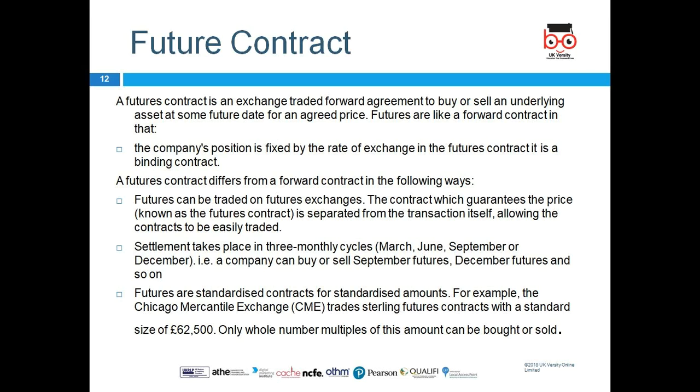Separate from the transaction itself, all settlement takes place on a 3-month cycle, which comes in every quarter, and the company can buy and sell September futures, December futures, and so on. The futures are standardized contracts of a standardized amount. For example, CME is a stock exchange and trades the sterling futures contract with a standard price, and only whole multiples of this amount can be bought or sold.